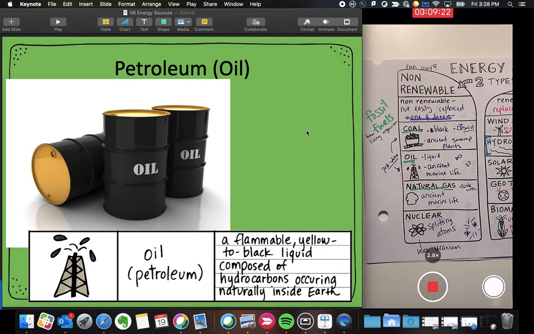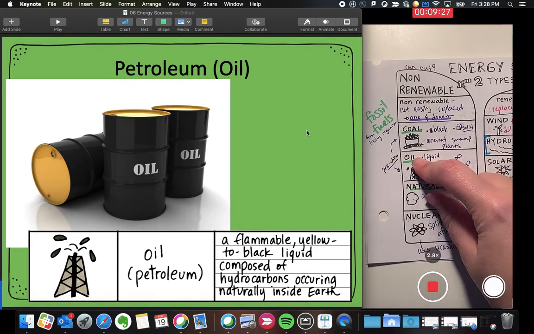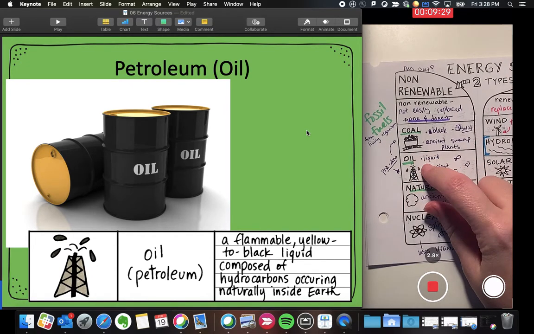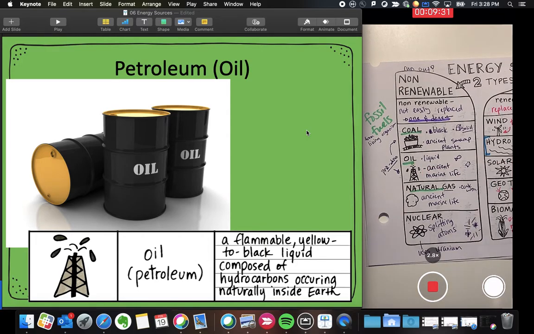Oil, or petroleum. Petroleum products, these things here, make a lot of plastics. So without knowing it, all of our oil production gives us a lot of plastics that we use. And with those plastics, we get a lot of excess pollution. Oil is a liquid, kind of a yellow or a black liquid, with lots of hydrocarbons in it, or hydrogen and carbon. And they are from the decaying things from ancient marine life.